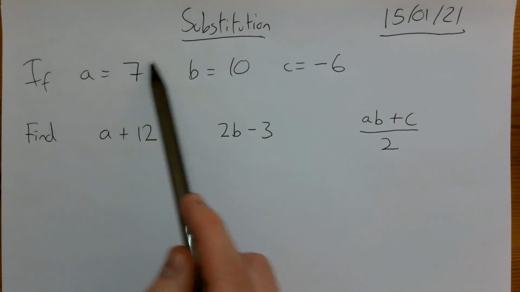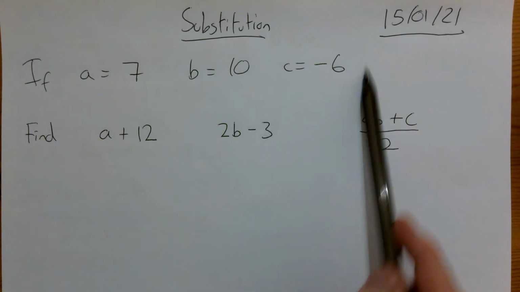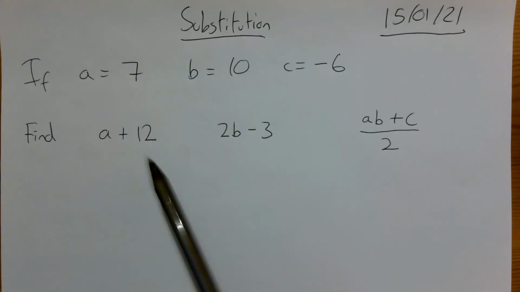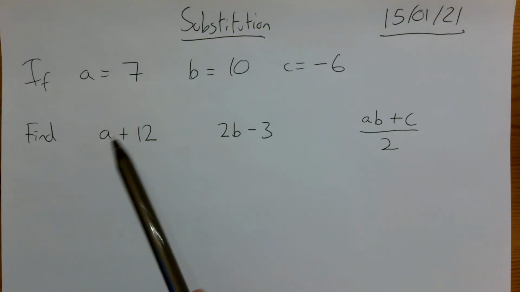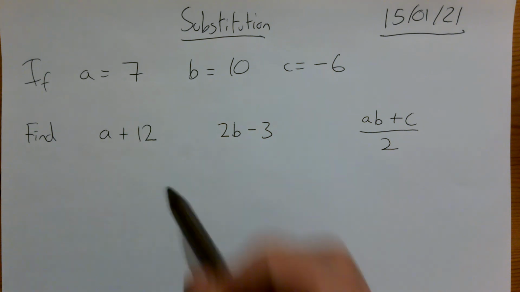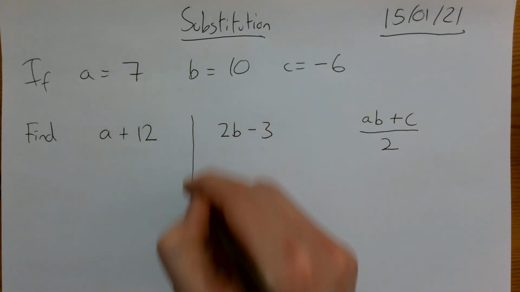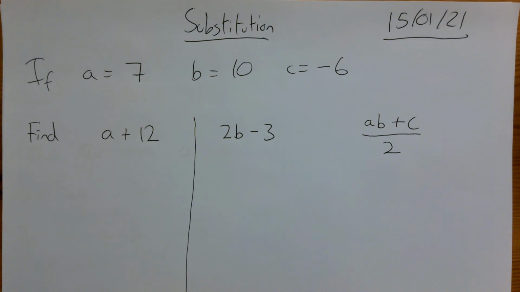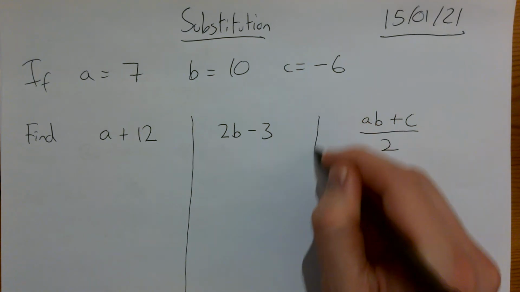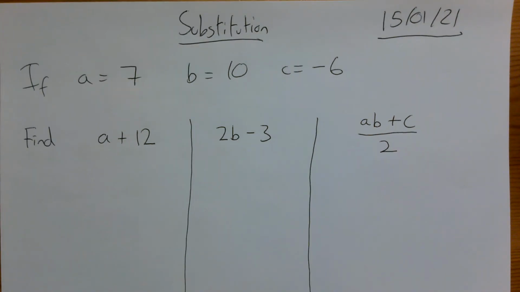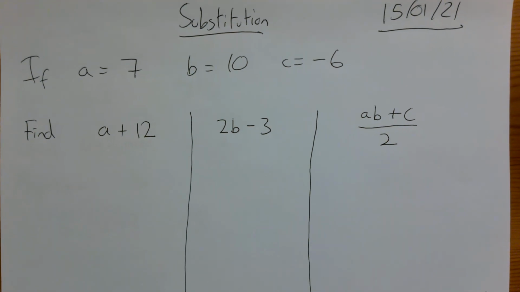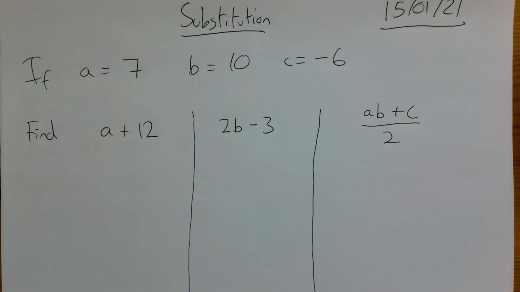So here's our first one, 3 problems here. If A equals 7 and B equals 10 and C equals 6, we're going to substitute those into these three expressions. So I'm going to substitute into A plus 12, into 2B minus 3, and then into that slightly fiddlier last one, AB plus C. So what you need to do now is pause the video and have a go at those as best you can.